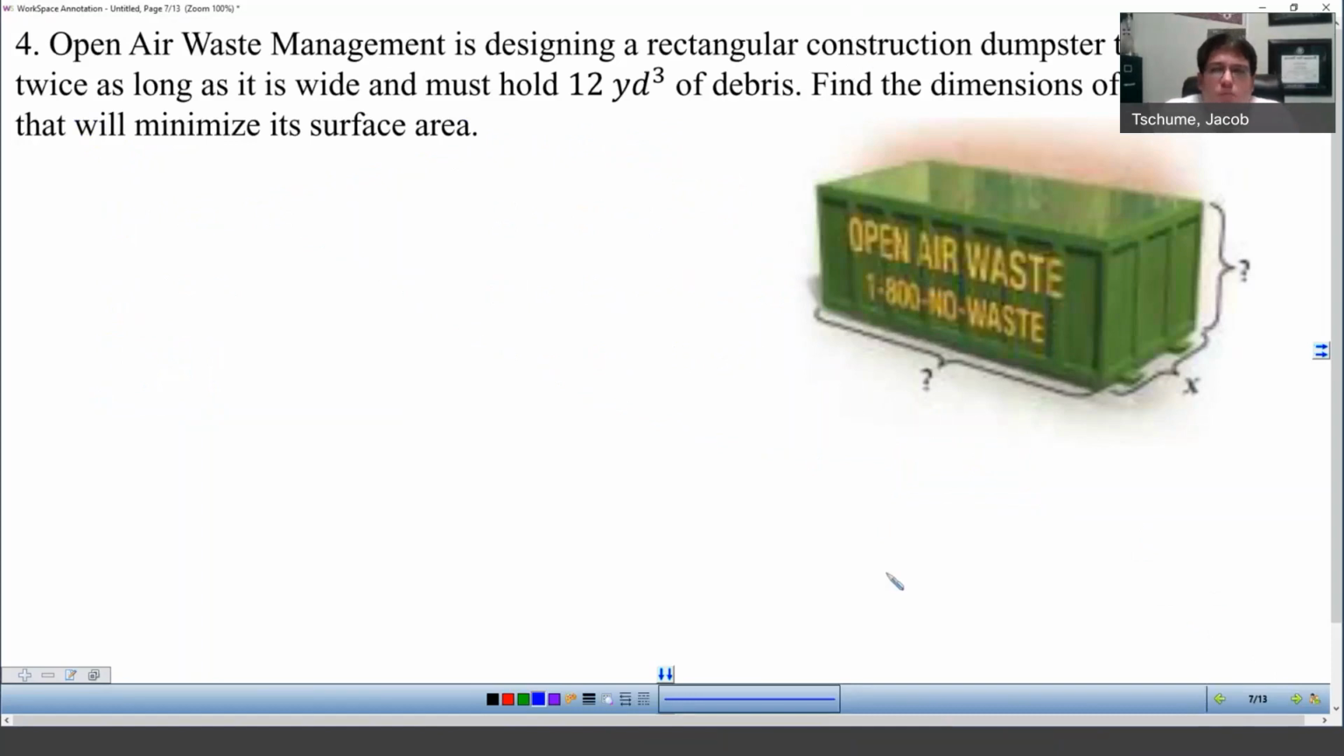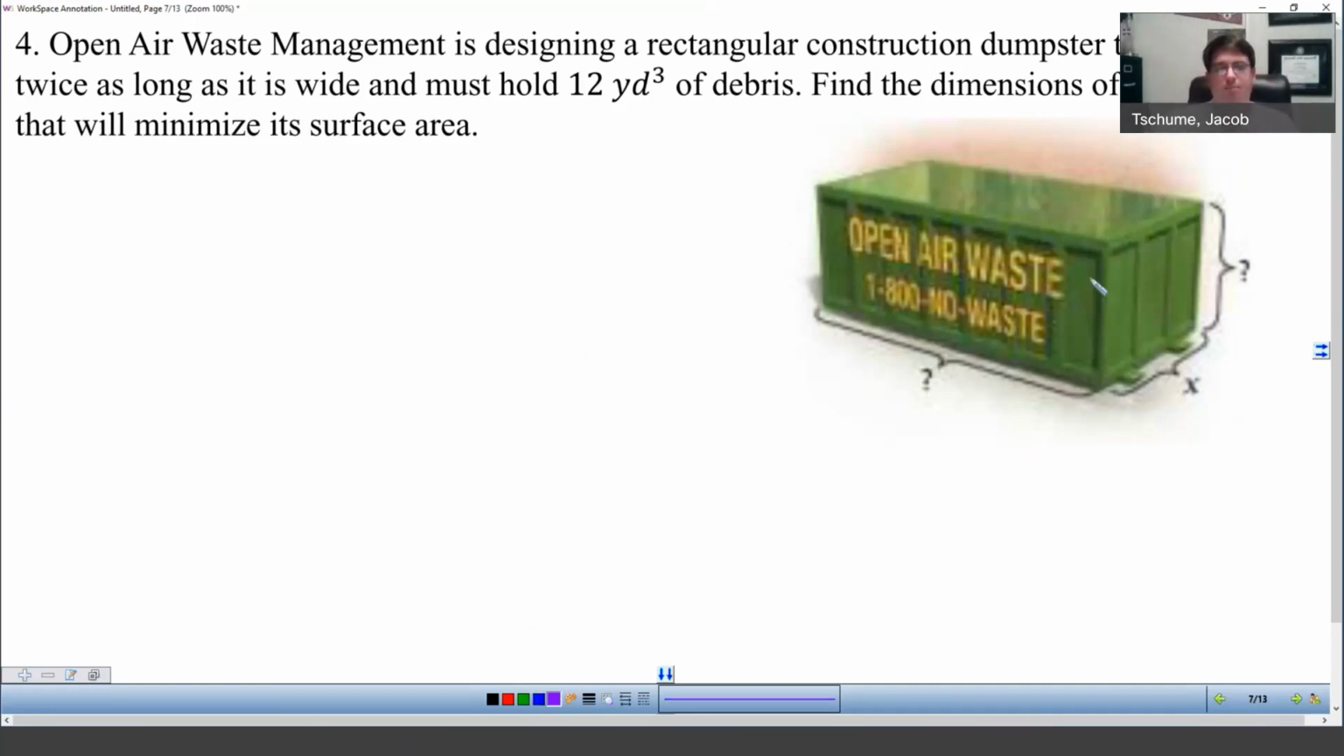Number 4 says open air waste management is designing a rectangular construction dumpster that will be twice as long as it is wide and must hold 12 cubic yards of debris. Find the dimensions of the dumpster that will minimize its surface area.